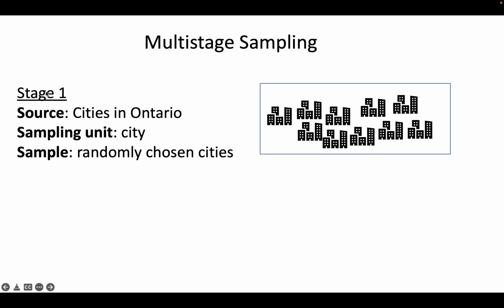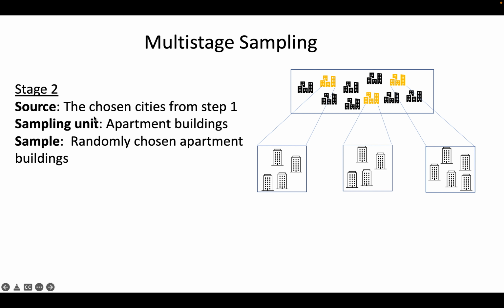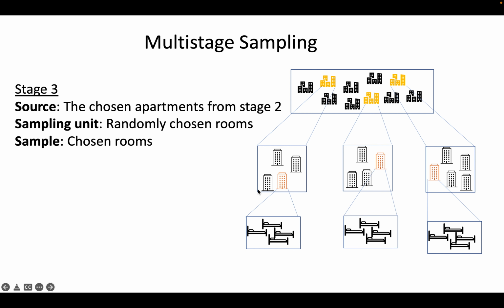Just to illustrate that, let's say we have cities in Ontario, a list of all of them, and the sampling unit is a city, and our sample is composed of randomly chosen cities. So let's say these are the chosen cities. Then we have our second stage, where only the cities that were chosen in stage 1 are part of this now. All these other cities are disregarded. But within these cities, let's say we sample apartment buildings randomly. That's our unit, and our sample is the randomly chosen apartment buildings, so one in each of these towns. We can bring it even further if we want.